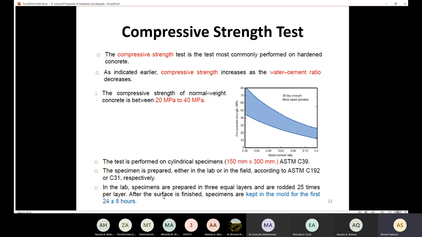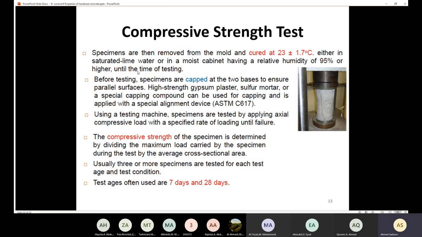After that, the surface is finished and the specimens are kept in the mold for the first 24 plus or minus 8 hours, depending on the final setting time. We discussed this and we have done this in the lab. Okay, finally, I'm going to test the sample here, like you can see. Then we divide the applied force at failure over the area in order to get the compressive strength. Finally, the compressive strength of the specimen is determined by dividing the maximum load carried by the specimen during the test by the average cross-sectional area.